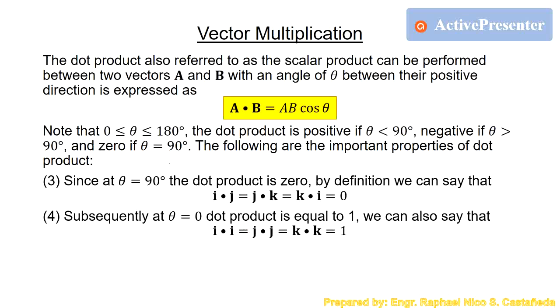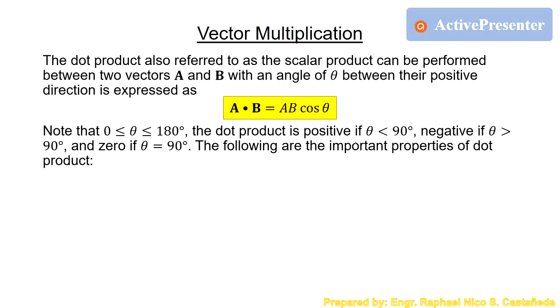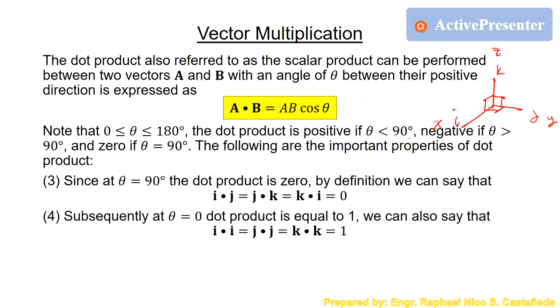Next, if we follow the concept of the coordinate axes, if this is I, this is J, and this is K, such that these are X, Y, and Z, remember that the angle between the coordinate axes is 90 degrees. As I said earlier, if theta equals 90 degrees, the dot product is 0. The angle between I and J, which are the X and Y axes, is 90 degrees, so the answer will be 0.